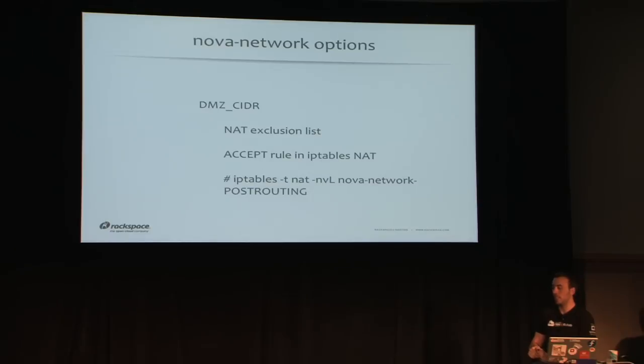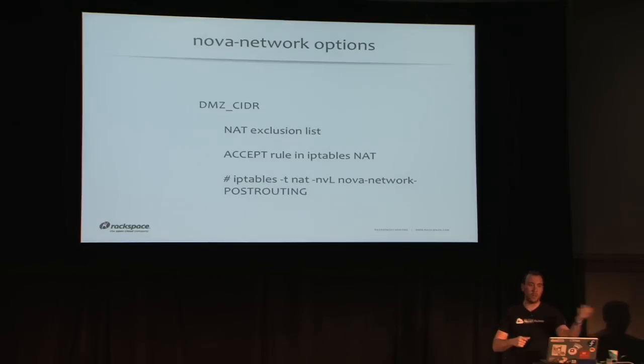So basically it says, if my destination is some other network, right, don't perform that SNAT. I don't want you to perform that SNAT. So maybe that's the other end of a VPN, right? Or maybe it's just some other network in your data center that you want access to. If you want to look at what is set for your installation, that's the chain to look at, the nova-network-post-routing chain.